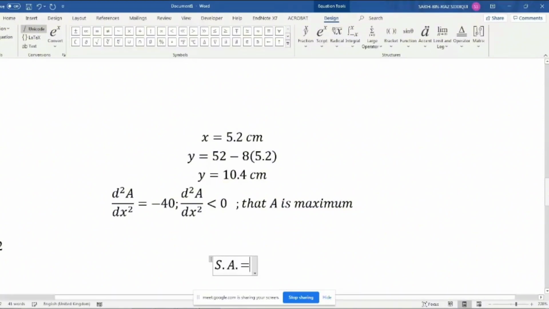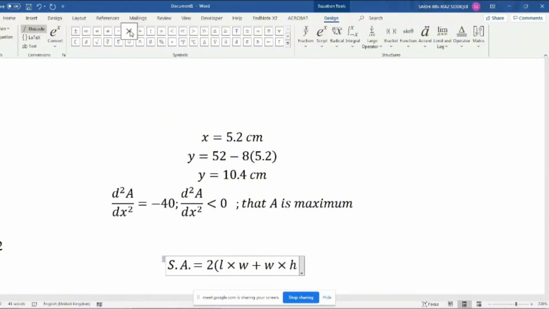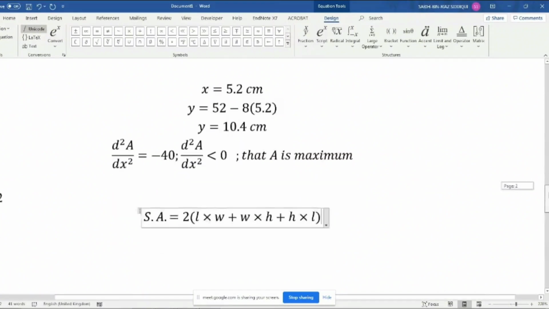Is equal to 1.08. 2 times length into width, let me just write it down for you, plus width into height, plus height into length. I've covered all the three faces and I've multiplied them by 2. So now I know that I've covered all the 6 faces of a cuboid.